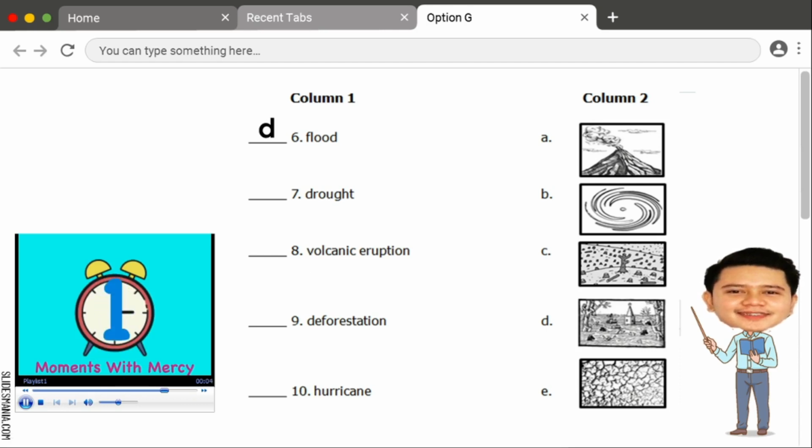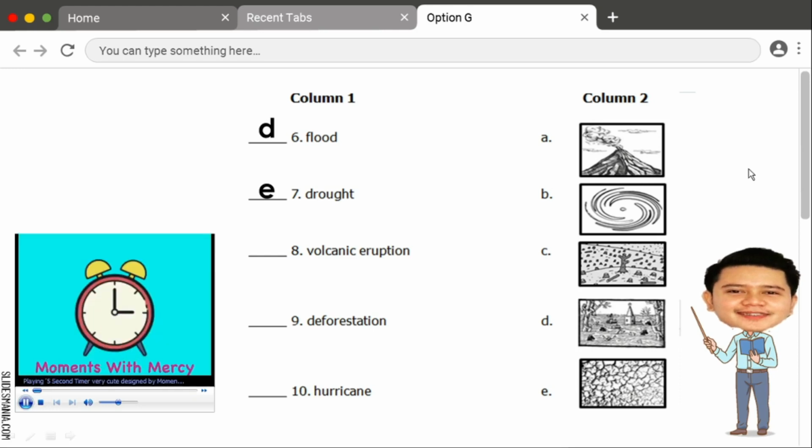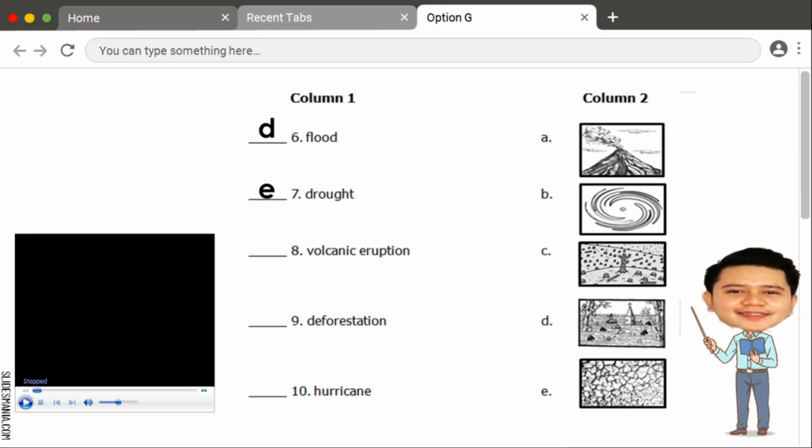Alright, the correct answer is letter E. There's no rain at all, or the soil is very dry. Next, volcanic eruption. The root word is volcano, okay? 5 seconds. And that is letter A. Look at the volcano. Volcanic eruption.